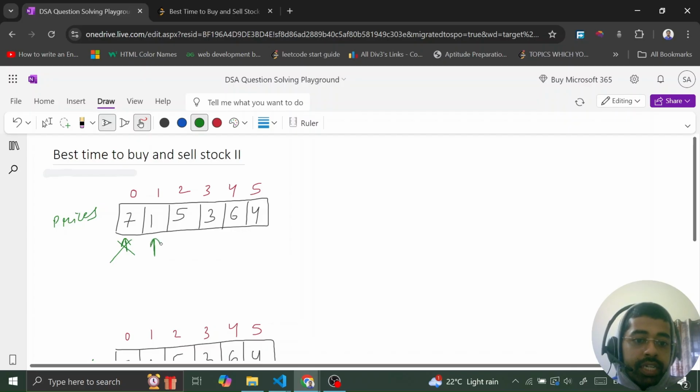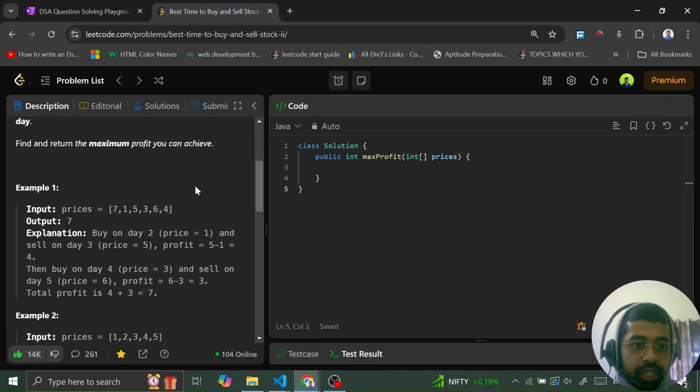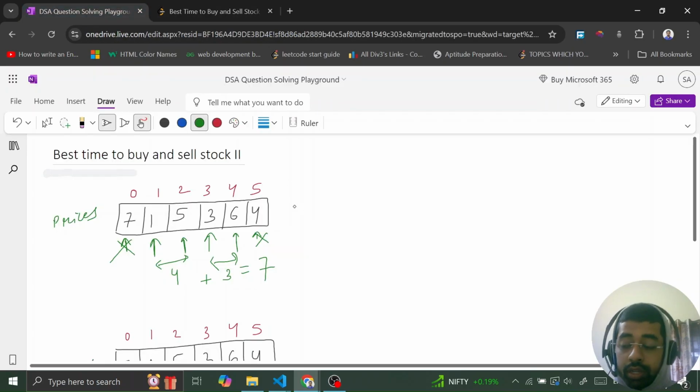I can buy it on this day with a value 1 and I can sell it on this day, making a profit of 4 here. I can buy it here as well and sell it here or here. Which one will make you more profit? This will not. Selling it with value 6 will make us more profit. From 3 to 6 I have a profit of 3 here. So 4 plus 3 gives me a profit of 7 in total. And in the first example in LeetCode, if you see, the output is also 7. So we are going in the right direction.